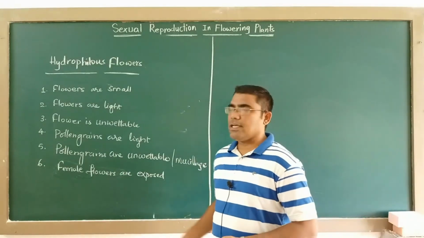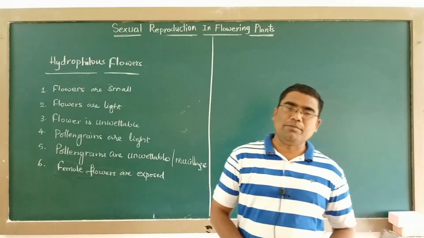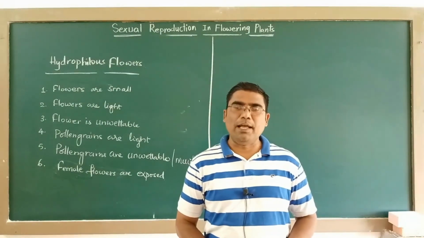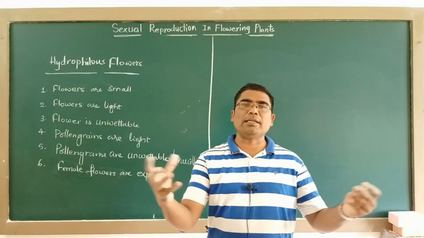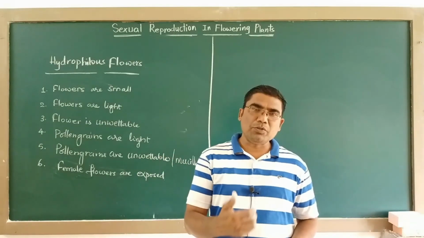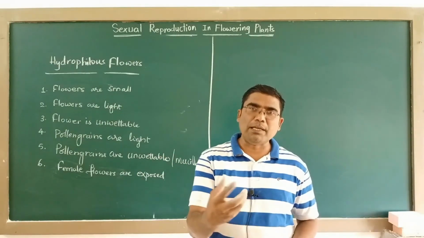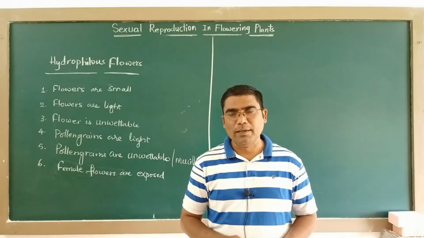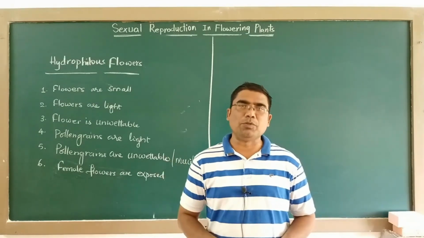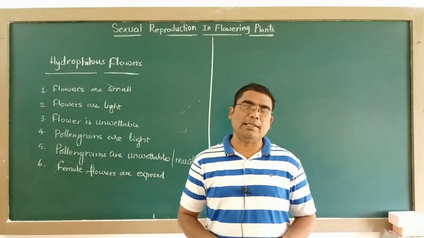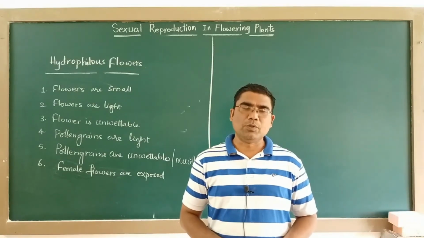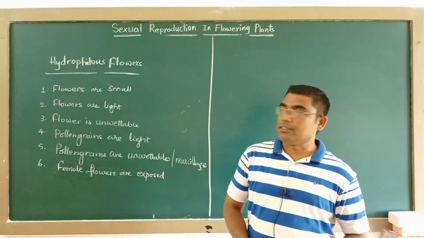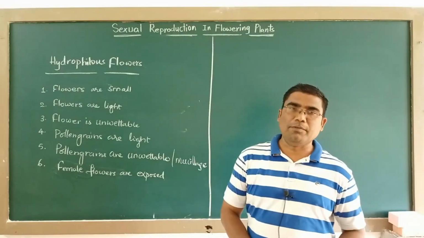Next, female flowers are very well exposed. When we observe the hydrophilous plants, in these plants female flowers are very well exposed. Compared to male flowers, female flowers are bigger in size. They easily float on the surface of the water body, and are very well exposed to receive the pollen grains. So these are some of the biological features reported in hydrophilous flowers.